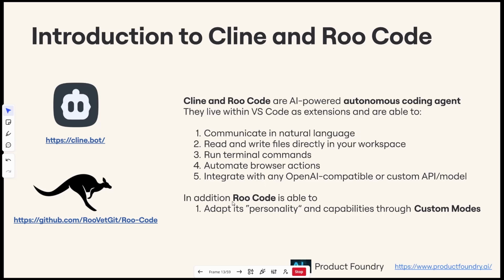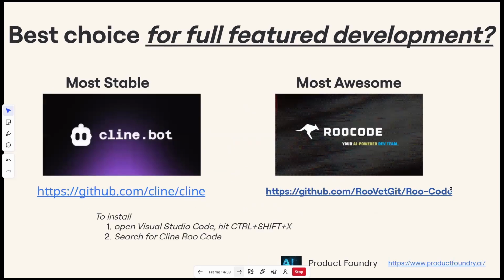The really cool thing about RooCode, and what the session today is going to be focused on, is the fact that it's extensible, and you're able to set up a whole bunch of automated tools using it. So, summary: if you're looking for the most stable, go with Cline. If you're looking for the most awesome, which is what we're going to cover today, go with RooCode. And in general, it's pretty simple to install.